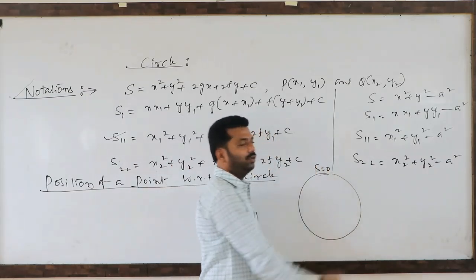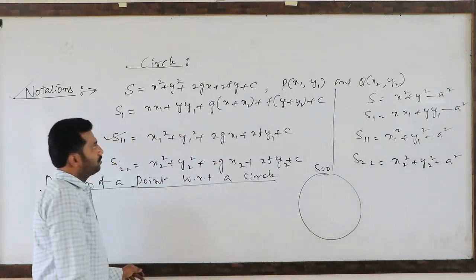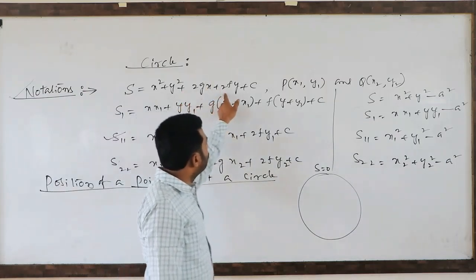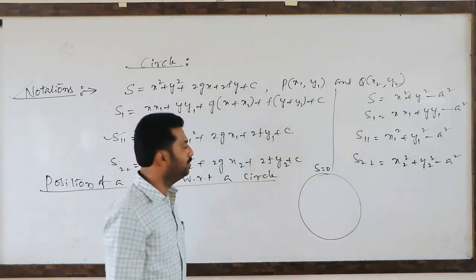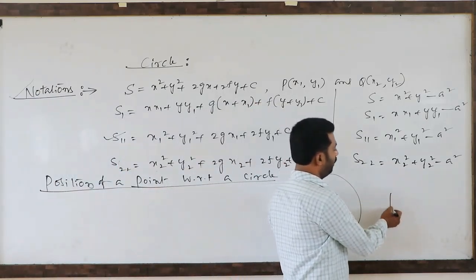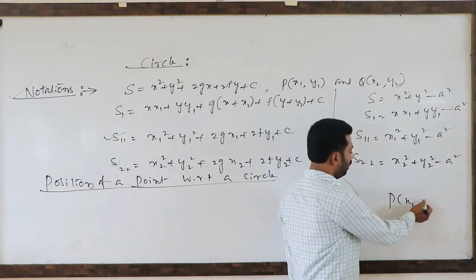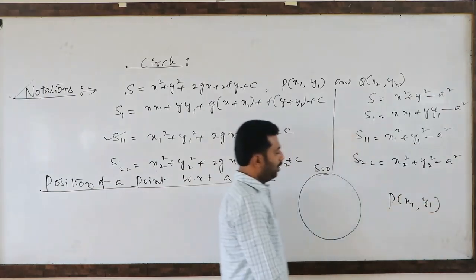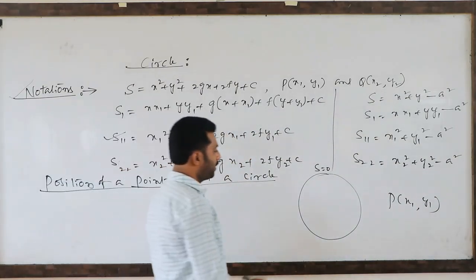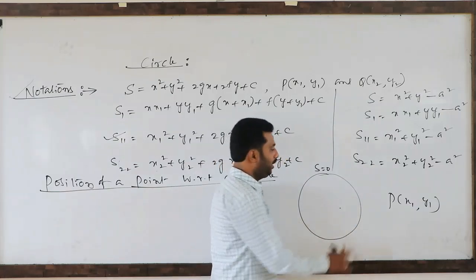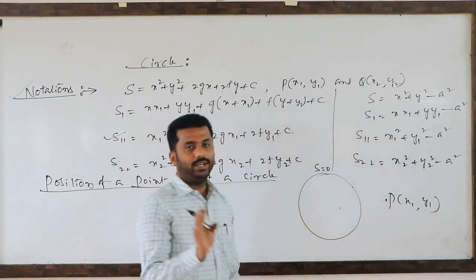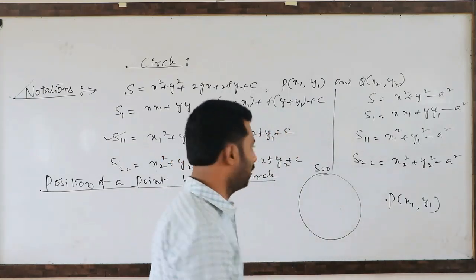Here onwards, S equal to 0 means x square plus y square plus 2gx plus 2fy plus c equal to 0. S equal to 0, you have to take. In the same plane of the circle, one point is there, that is P of x1 comma y1. So what is the position of this point with respect to the circle? Whether it is inside of the circle, outside of the circle, or on the circle. Three cases: inside, outside, on the circle.